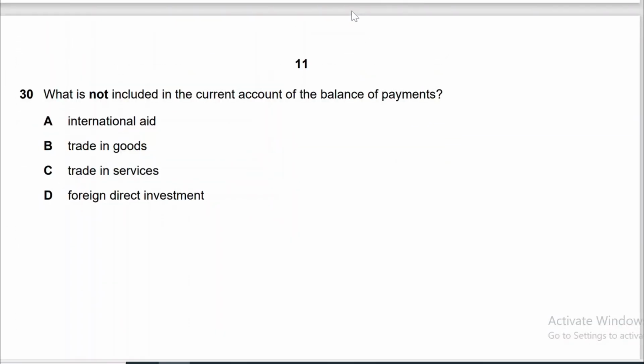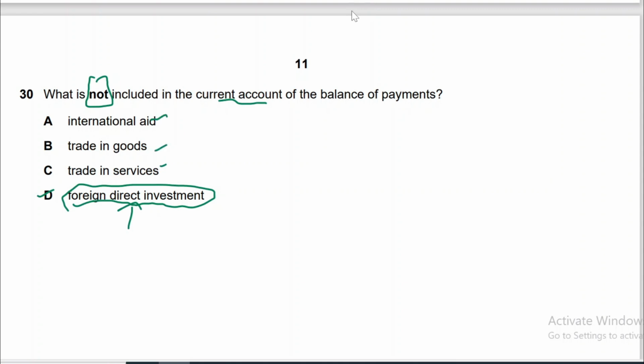And the last question of this paper is: what is not included in the current account of balance of payments, right? So you have to find out what is not included. Option D is the correct answer, because foreign direct investment is not part of the current account, rather it is part of the financial or official account, which is not part of the syllabus as well.